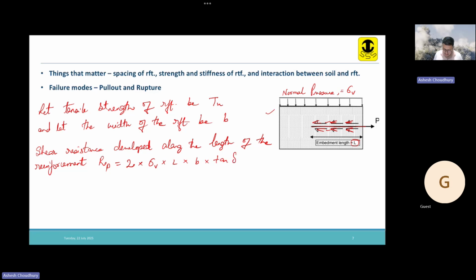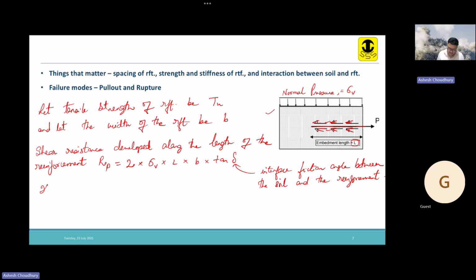There is nothing but the normal stress times the area in which the stress is acting times tan delta. What is delta? Delta is the interface friction angle between the soil and the reinforcement. Okay, so this is delta.